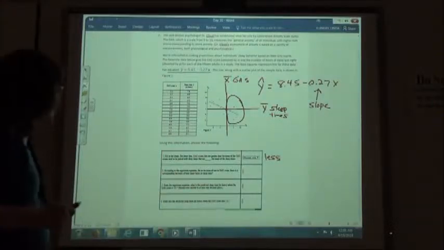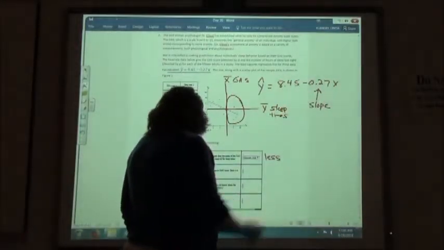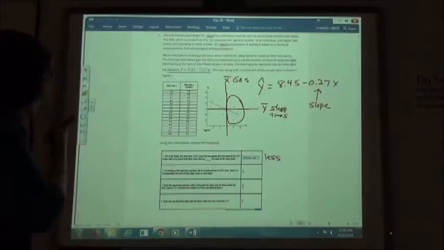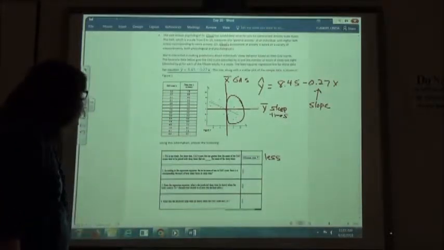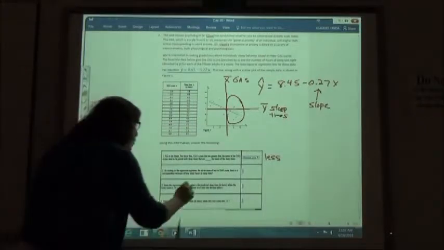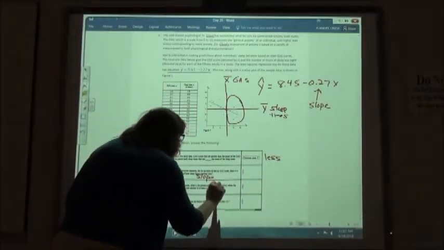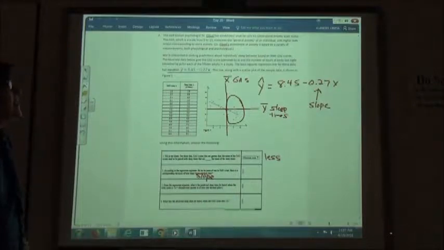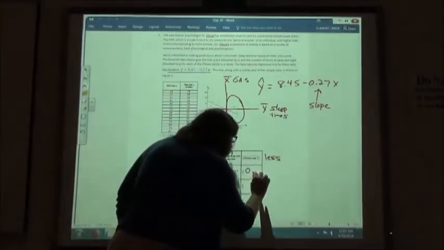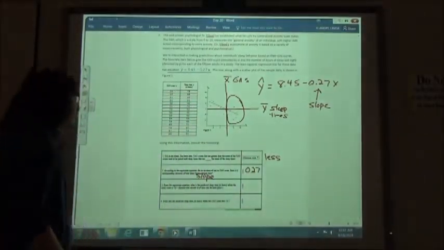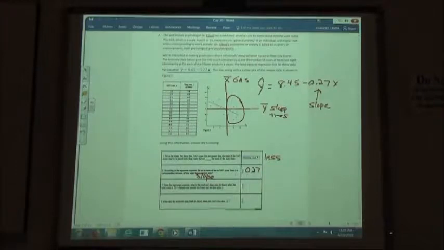According to the regression equation, for an increase of 1 in GAS score, there is a corresponding decrease of how many hours in sleep? We use the slope of the line to figure out what the decrease is. In this case, we see that the slope is negative 0.27, which means it decreases by 0.27 for every 1 increase in X.